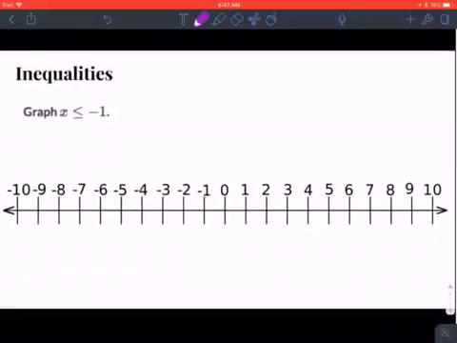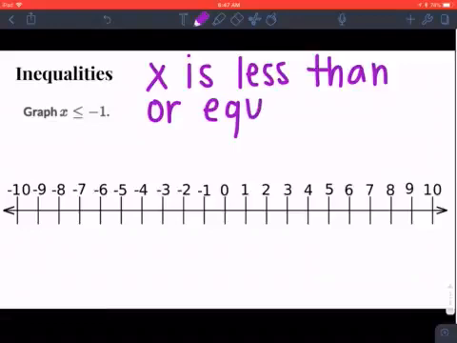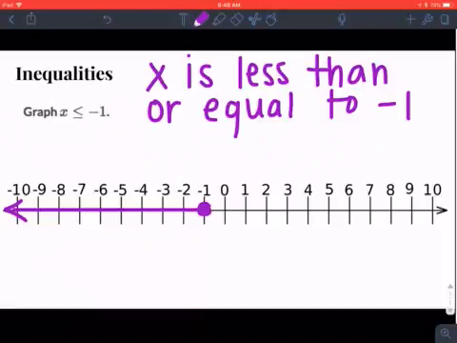The next one, x is less than or equal to negative 1. So here's where I'm going to put my boundary point, my dot on negative 1. I again need to fill it in because I have a less than or equal to symbol. And then I need to point with my line and arrow to all the numbers that are less than negative 1. So all the numbers going to the left.